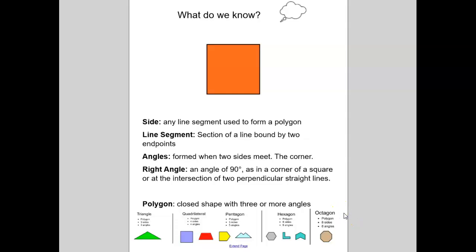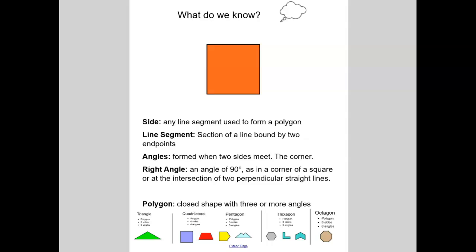Excellent. I hope you remembered that a triangle is a polygon with 3 sides. Quadrilateral is a polygon with 4 sides. A pentagon is a polygon with 5 sides. How many sides does a hexagon have? You're right, a hexagon has 6 sides, and an octagon has 8 sides.